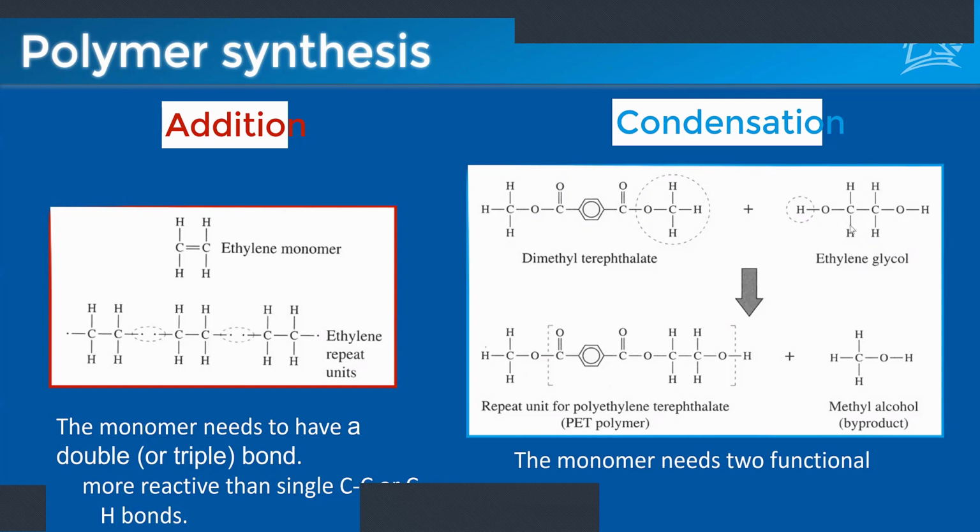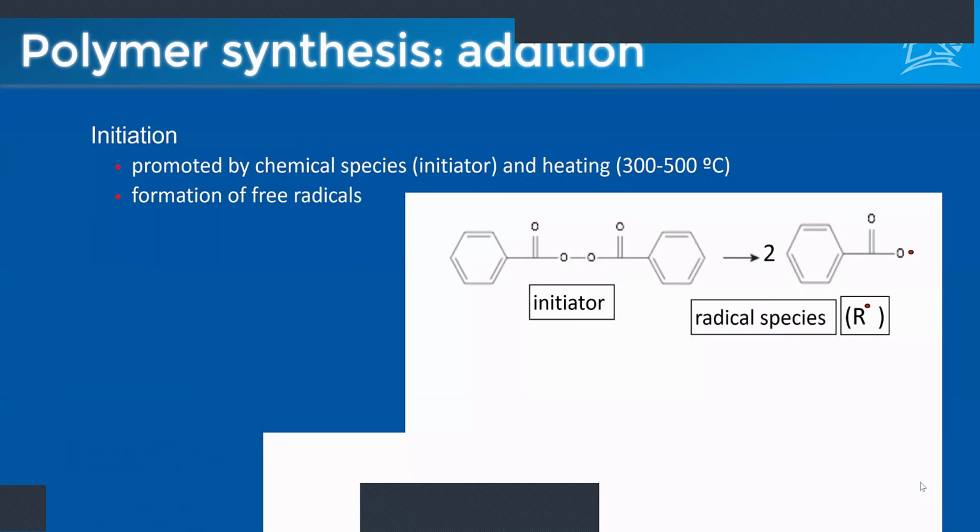Condensation reaction requires two different monomers to come together. So here we've got dimethyl terephthalate and ethylene glycol. When those two monomers come together and react, they form a polymer, a longer molecule, and they kick off some kind of side product. In the case of this reaction, they're kicking off a molecule of methanol. So the requirements for condensation polymer synthesis are that we've got two different monomers, and the monomers need to have two different functional groups on them.